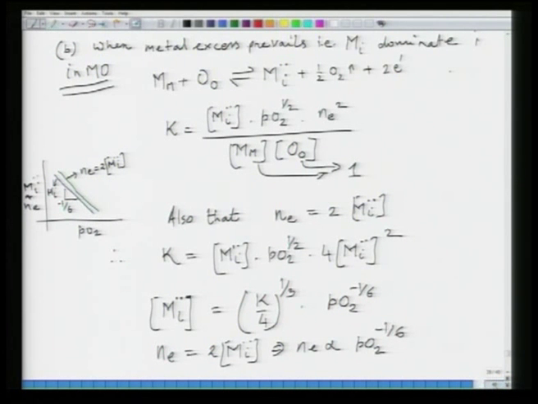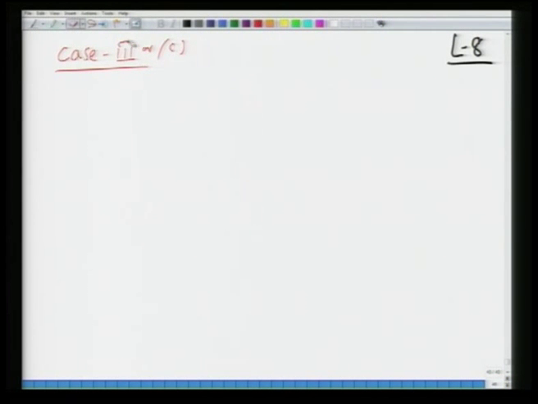C. So, I will just take case C. In this case we will take simultaneous presence of defects. So far we have considered that only one kind of defect can be present at a time.